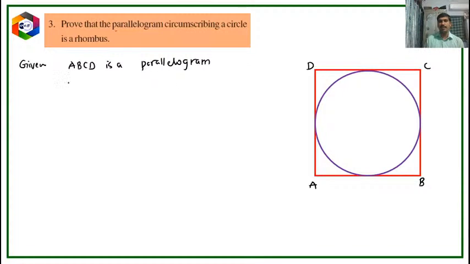Given ABCD is a parallelogram, this is the given data. Now what is required to prove? Since a circle is touching inside all four sides, we have to prove that ABCD is a rhombus. ABCD is a parallelogram which circumscribes a circle. That is the given data.